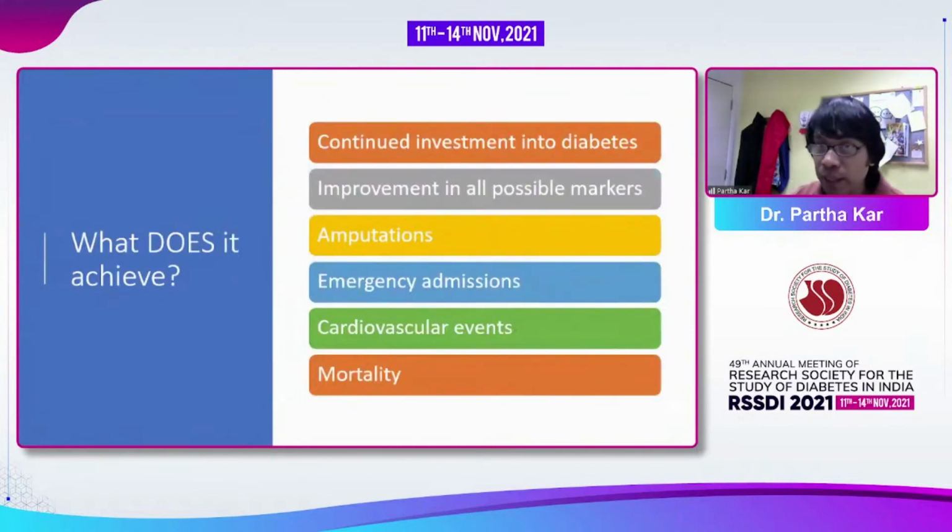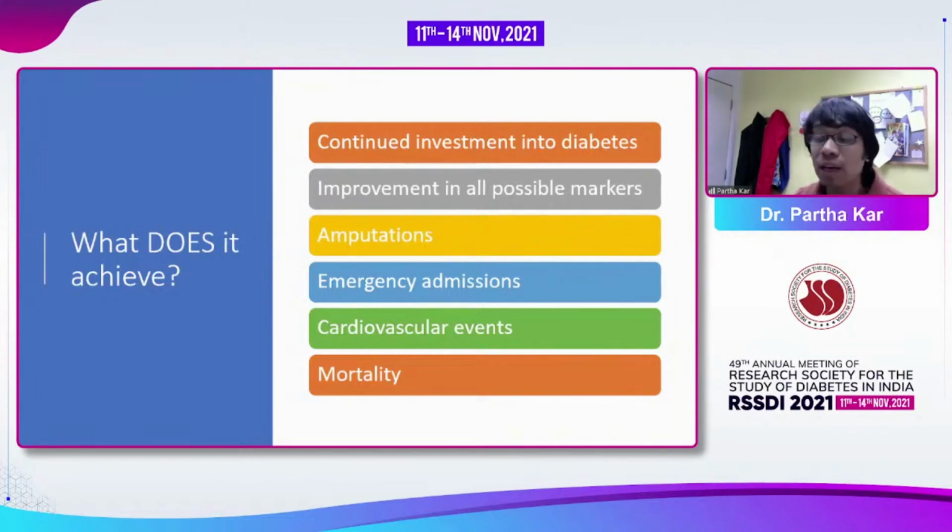And a final few things to say about what it achieves. That sort of data gives us, because we have to speak with politicians on a regular basis about money, continued investment into diabetes. It gives us improvement in all possible markers. Over the last 5 years, and this is something we are very proud of, our amputation rates in the UK have gone down. Our emergency admissions in the UK have gone down. Cardiovascular events have gone down.